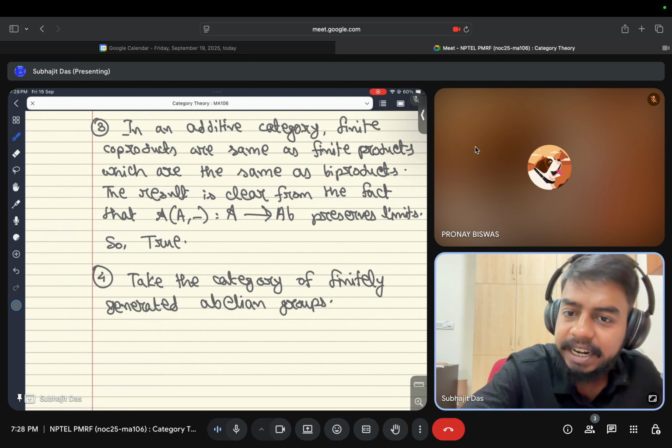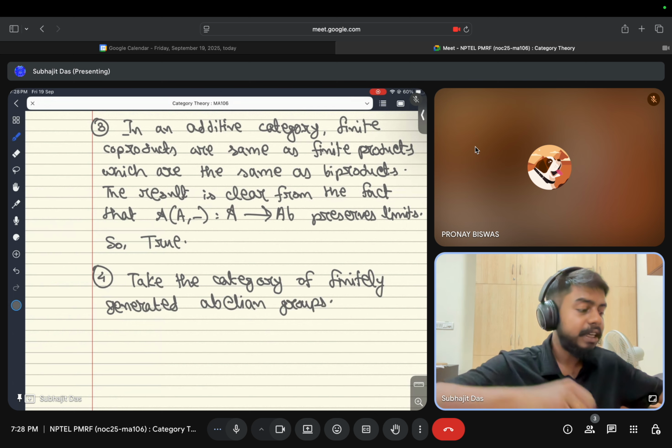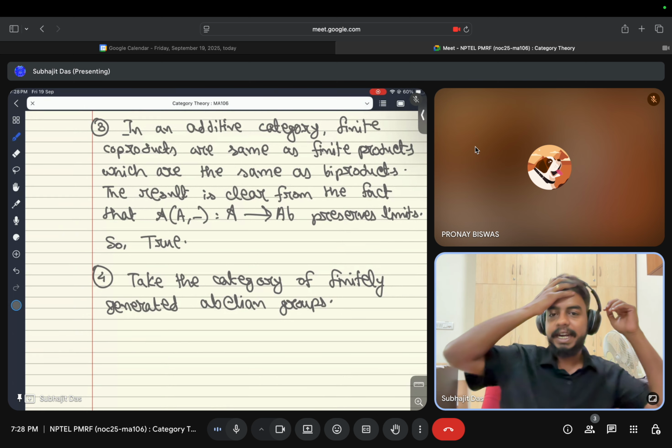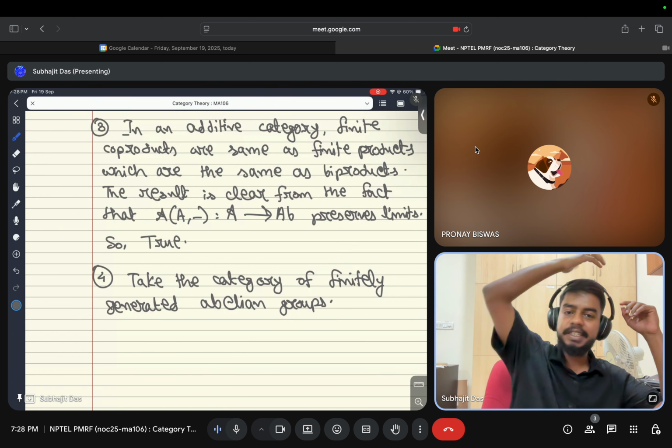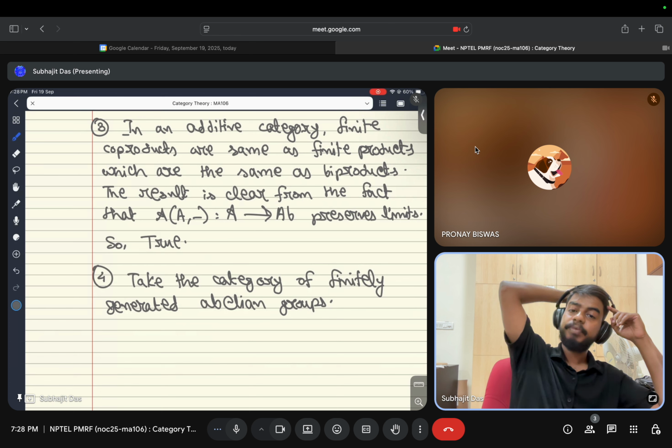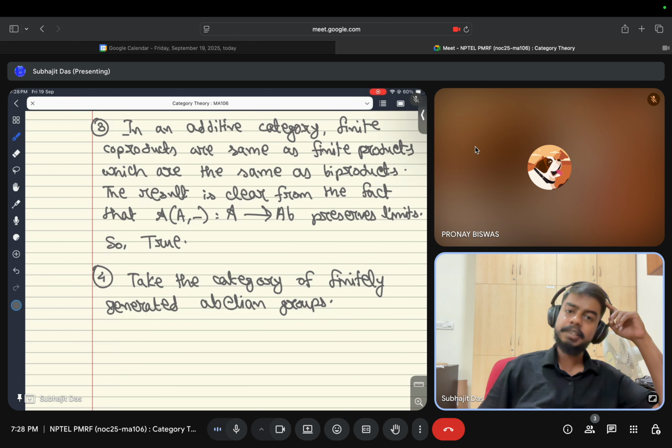This is again an abelian category. Why is this an abelian category? So first of all, this has a zero object, we can agree. This has finite products, finite co-products. What else can we say? Does it have kernels?